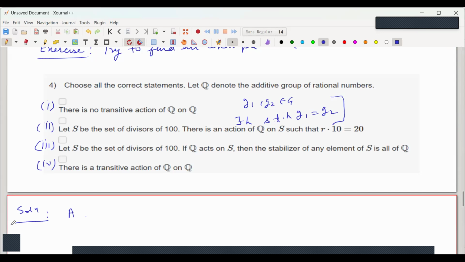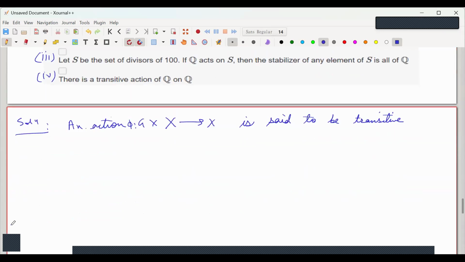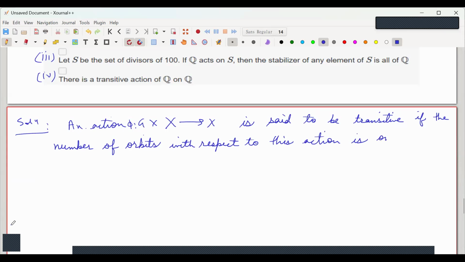So an action G cross X to X is said to be transitive if the number of orbits with respect to this action is one. There is a single orbit.